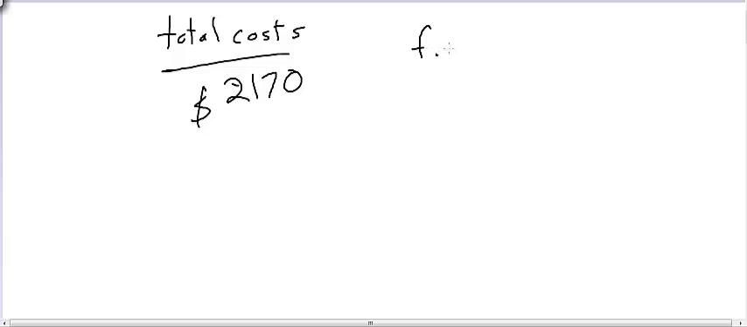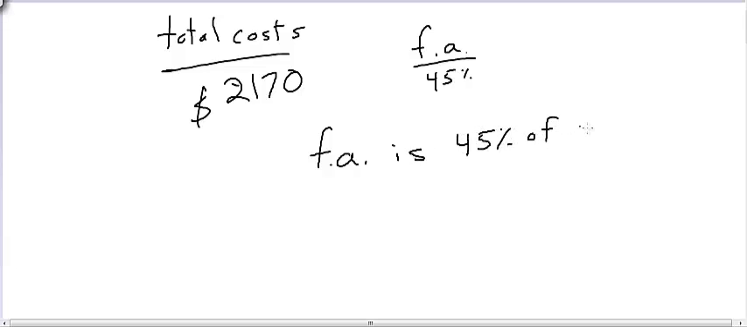Now I know my financial aid as a percentage is 45%. I need to know what's the actual money value of that 45%. So my financial aid, we're saying, is 45% of 2,170. Financial aid being the dollar amount that we actually want. We know that it's going to be equivalent to 45% of 2,170.